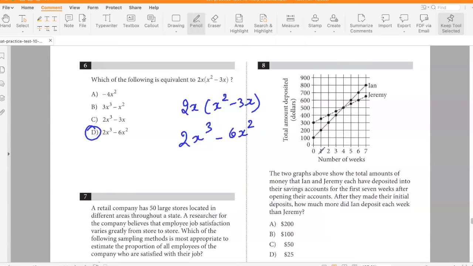So Ian deposits $100 each week because between 0 and 1, the amount goes from 100 to 200. And Jeremy deposits $50 each week, right? Because between 0 and 1, the amount goes from 300 to 350. So how much more did Ian deposit? $50.